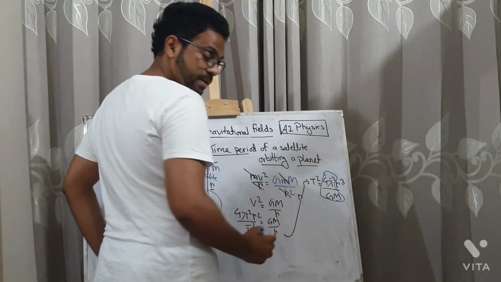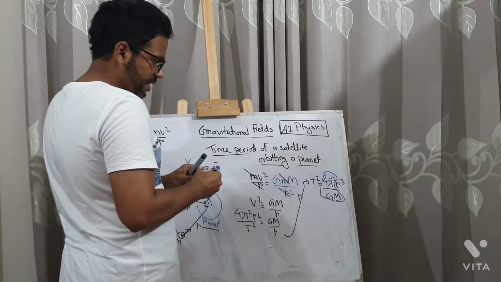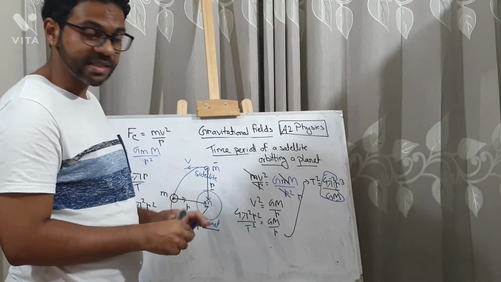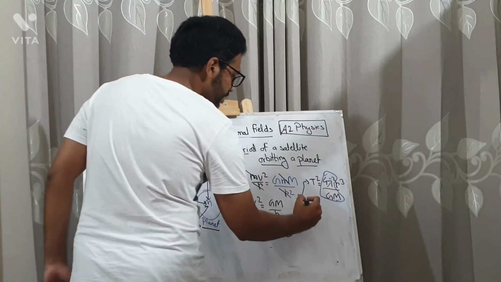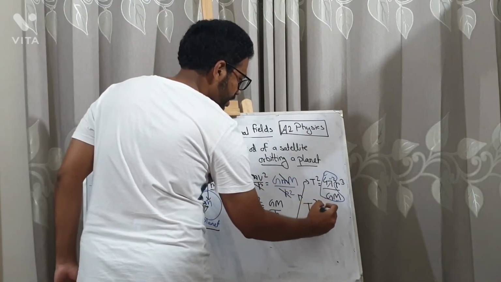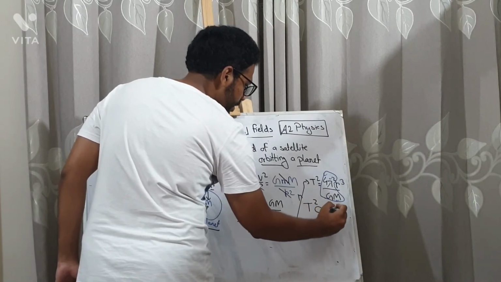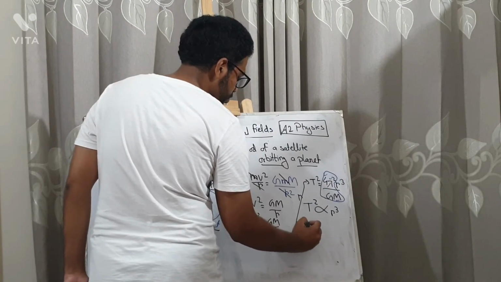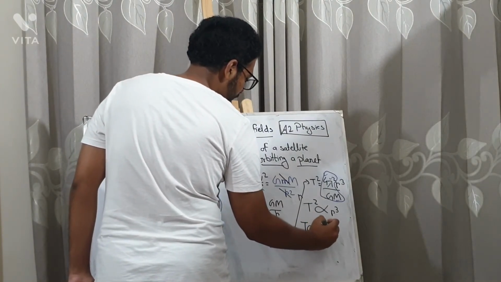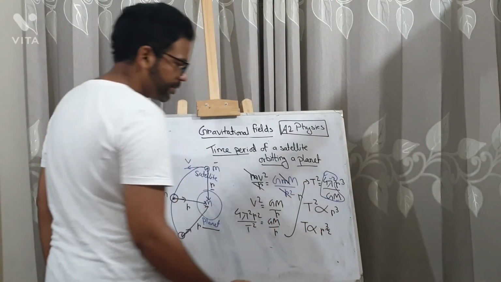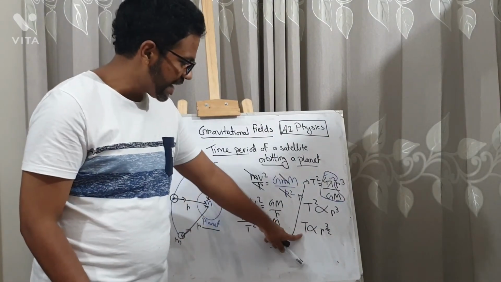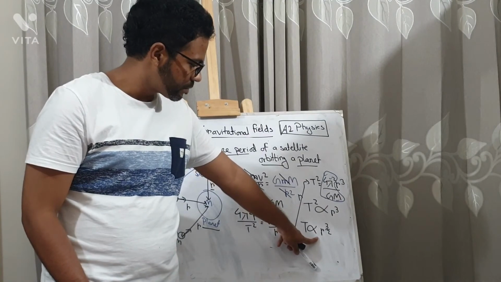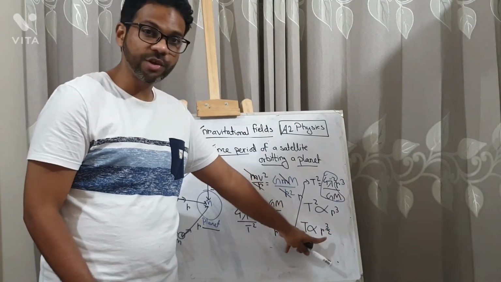is a constant. That gives us a relation between the radius and the time period of the satellite. If you take the equation, T squared is proportional to r cubed, or T is proportional to r to the power 3 by 2. So the time period of a satellite is proportional to the radius to the power 3 by 2.